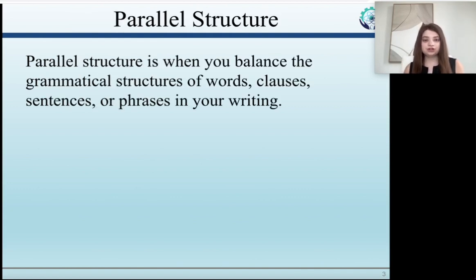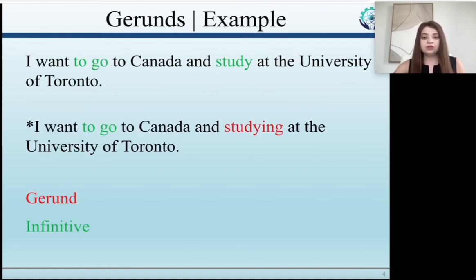So, parallel structure is when you balance the grammatical structures of words, clauses, sentences, or phrases in your writing. So, for example, if we're using a gerund, we're going to want to continue to use that same structure, right? We're going to want to use another gerund. Whereas if we're using an infinitive, which is a verb, right, in the form of a verb, we're going to want to use another verb. We're going to want to be consistent.